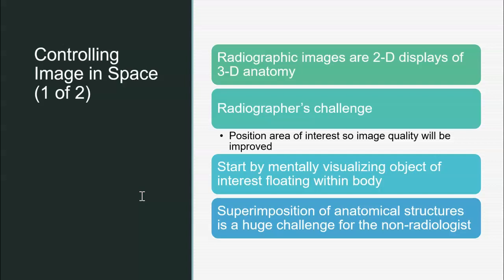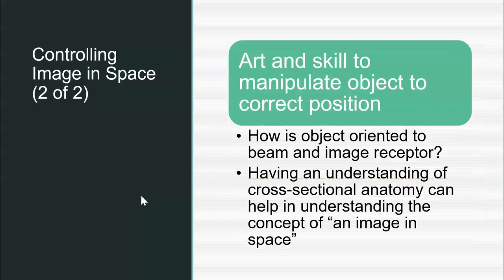Superimposition of anatomical structures is a huge challenge for all of us, for non-radiologists, okay? Now the radiologist has the trained eye to be able to see these in a 2D image in a 3D space, okay? So an art and a skill to manipulate the object to the correct position. So how is the object orientated to the beam and the IR? Okay, having an understanding of cross-sectional anatomy can really help with your concept of an image in space. Okay, so finding that heart in there.